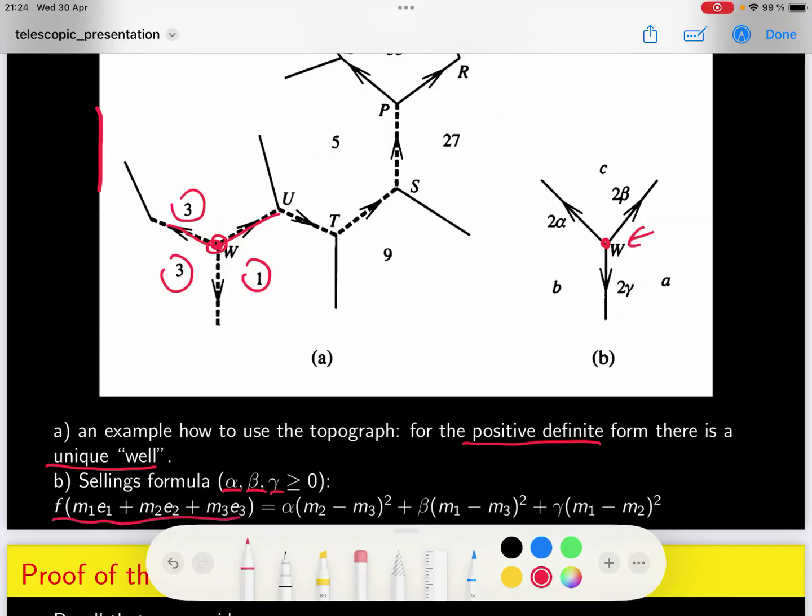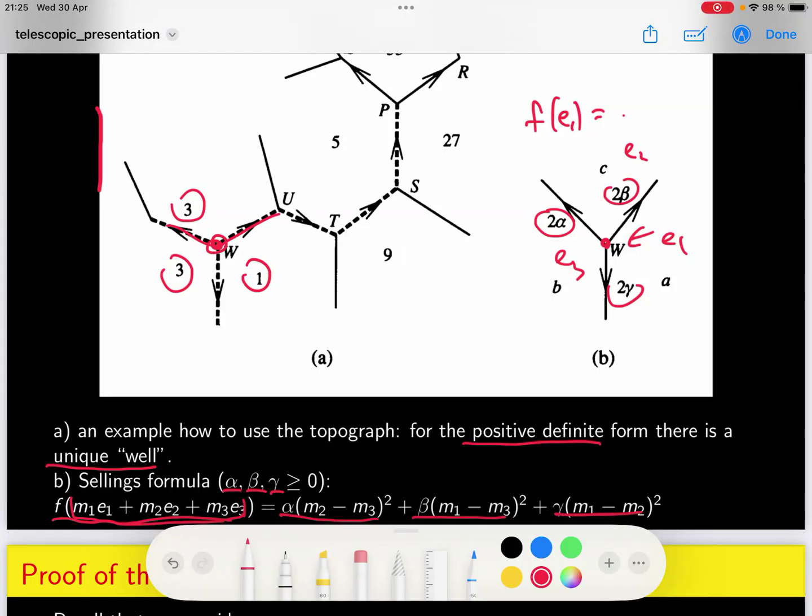Here you have the vectors E1, E2, E3. And if you apply the formula F, that's your quadratic form, to the sum of these three vectors with coefficients, then actually it can be expressed using the labels here, alpha, beta, and gamma. And if alpha, beta, and gamma are non-negative, that allows you to find the minimal values of your quadratic form on integer vectors. Right? Because, for example, if you plug in M1 is 1 and M2, M3 are zeros, then the value of F is just beta plus gamma.